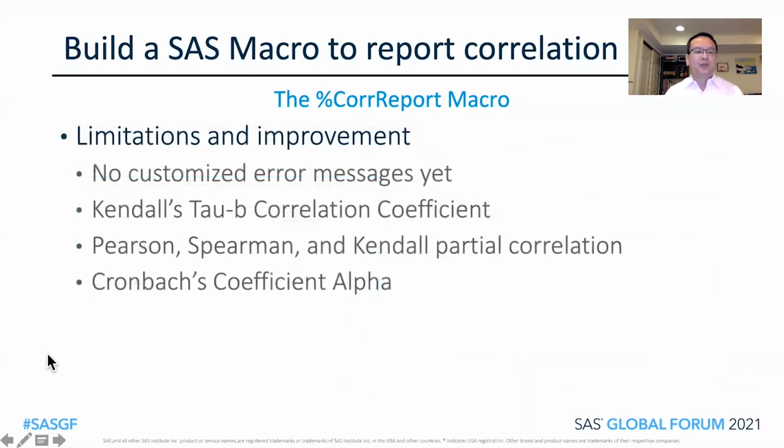So that's the macro I built. It's very simple and easy to use, but the limitation here is there's no customized error message yet. And also other types of correlation coefficients are not as common as the ones I showed you, for example, Kendall's tau, partial correlation, or Cronbach coefficient alpha, but they can be easily included in there.